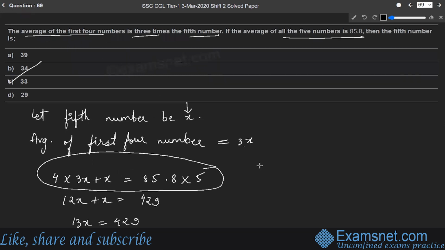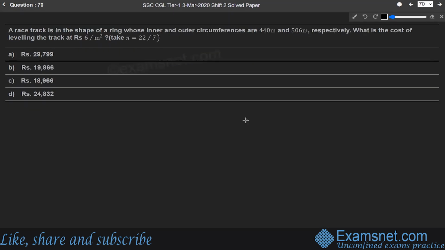This statement is made on the basis of this sentence, which is if the average of all the five numbers is 85.8. Okay. So read the question very carefully. This kind of question is very simple if you understand the statements that are given in the question. So I hope the question is clear to you. Moving on to the next question.